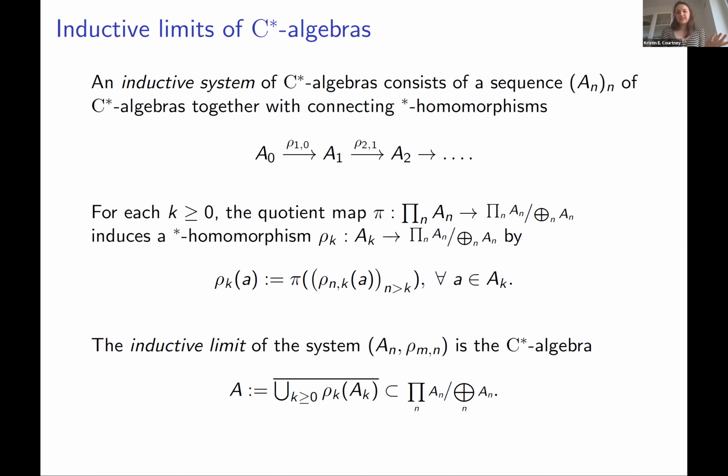And this is, roughly speaking, the way that we prove that inductive systems of C-star algebras always have an inductive limit. The inductive limit of the system is the C-star algebra where you take the union of all of these images and then you close them up.